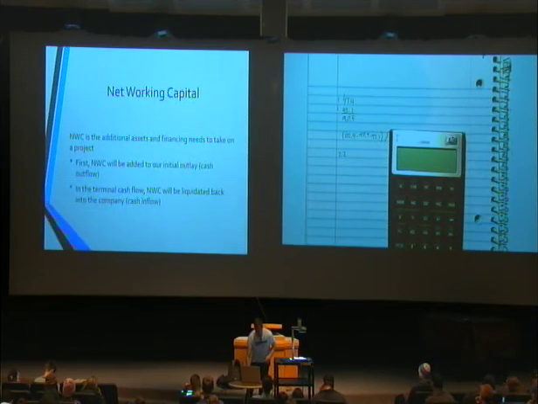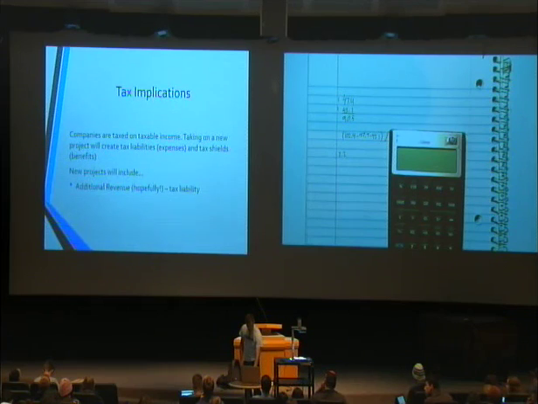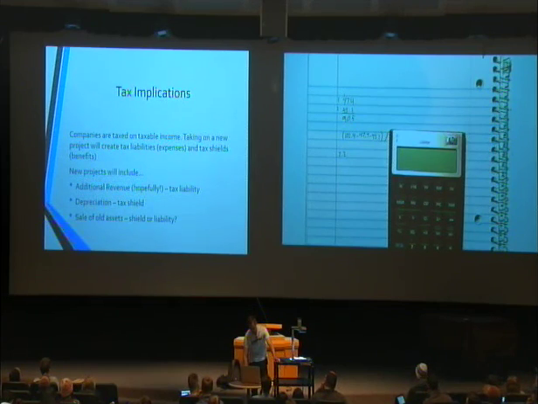Okay, awesome. So tax implications. Companies are taxed on taxable income, right? Taking on a new project will create tax liabilities, and it will also create new tax shields. So new projects are going to include additional revenue as a tax liability. It'll create depreciation as a tax shield, and we also have sale of old assets, right? At the beginning of the project, we might have a sale of an old asset, and then at the end of the project, we'll have a sale as well, which, depending on our book values, will give us a tax shield or liability. Okay, any questions about tax shields or liabilities? Hopefully you're familiar with that already.